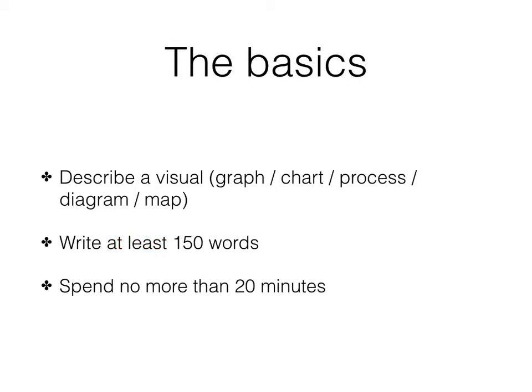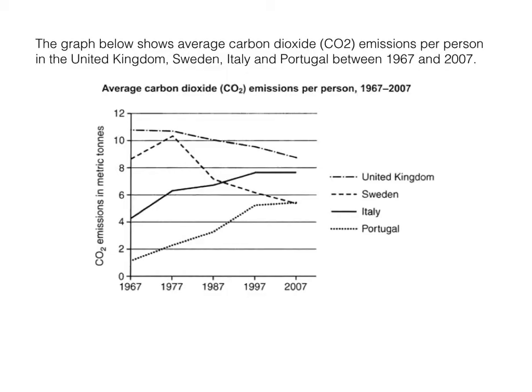Let's look at some of the different visuals you could be asked to describe. This is a line graph. It actually doesn't matter what type of graph it is. The important thing to note is what it's representing. So start by looking at the rubric up here. The graph below shows average carbon dioxide CO2 emissions per person in the United Kingdom, Sweden, Italy, and Portugal between 1967 and 2007. And we can see those years down the bottom here.